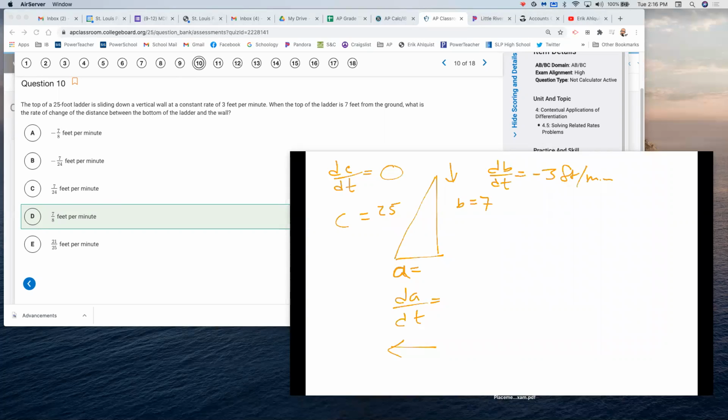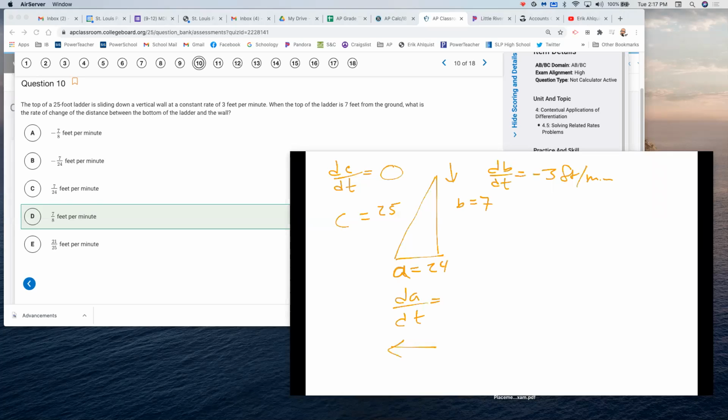Now, on this problem, you do have to come up with A, and that's probably another Pythagorean triple, but I don't remember what that is. It must be 24. Is that right? Is it 24? So A should be 24. Yeah, it's 24.